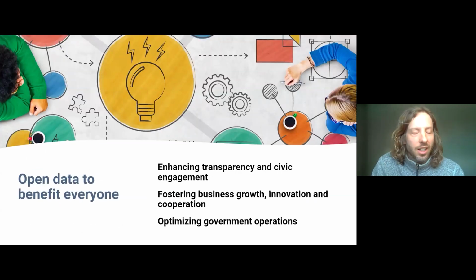Open data is really out to benefit everyone. So a lot of it is enhancing transparency and civic engagement. So for example, promoting active citizenship, research, and journalism. And like I said earlier, that's really about breaking down the barriers to get information right away. So as soon as you have an idea, you can try to get that information. Making it easier to reference government information. Fostering business growth, innovation, and cooperation.